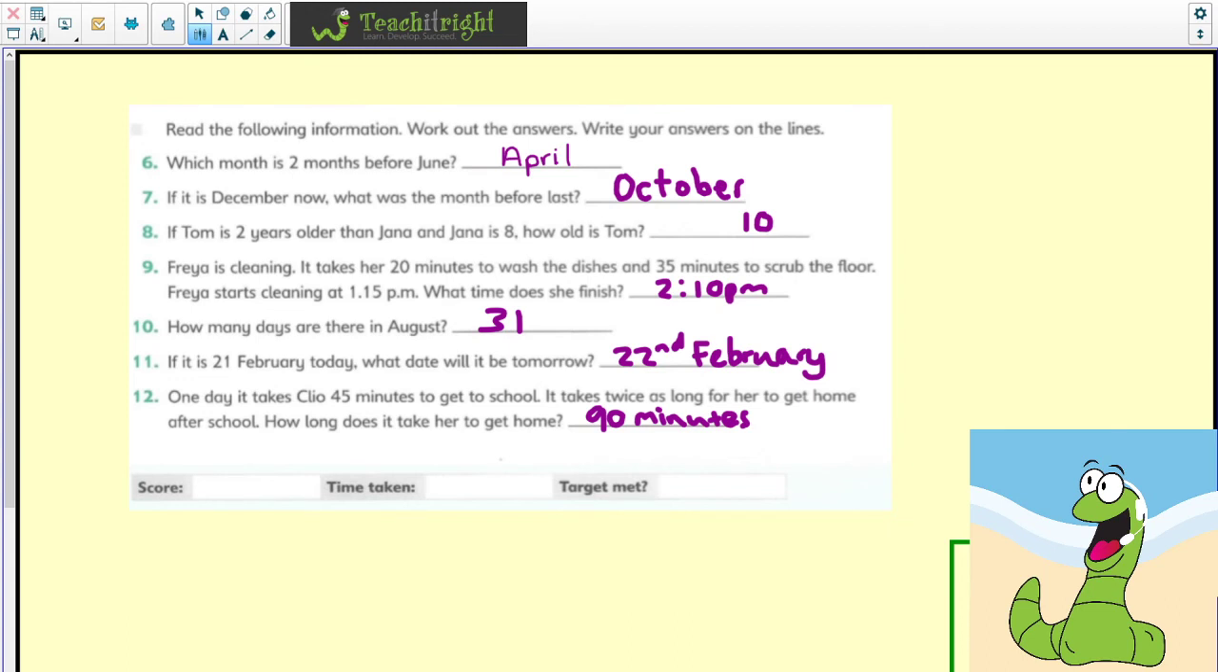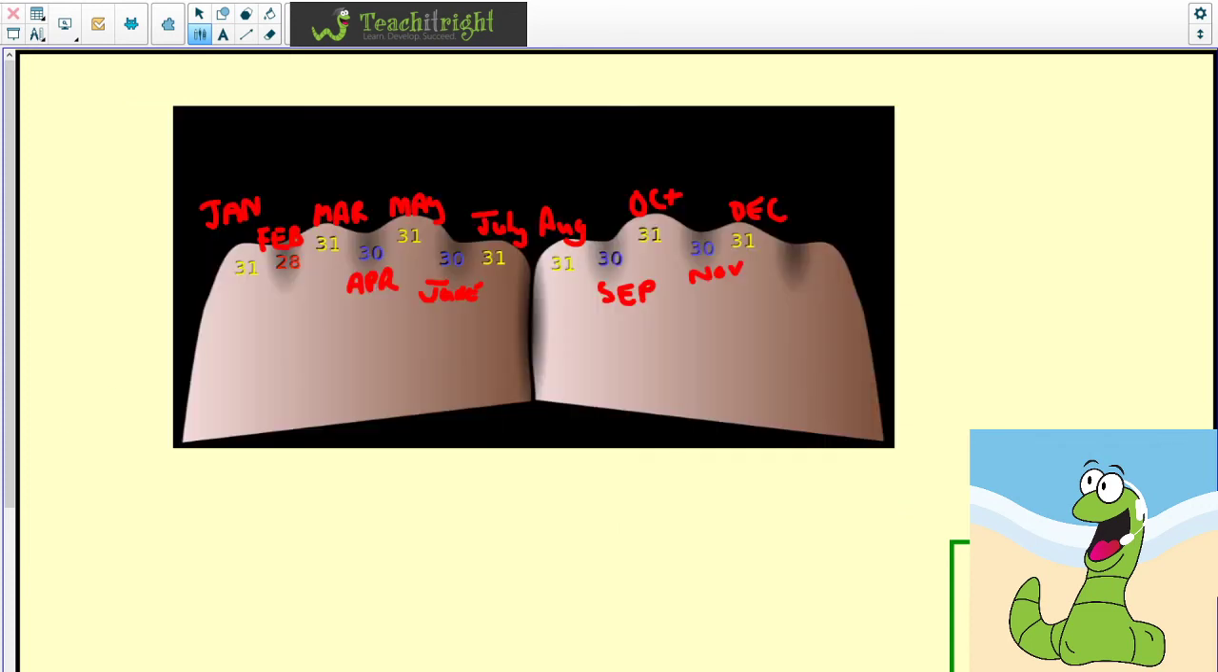Now, we've got a bit of trivia here, and I hope you had a bit of fun with these. There are lots of questions here which you needed to read through, and then work out your answers. One of the things I wanted to do before I went through the answers with you was show you how you could use your knuckles to work out the days in each of the months. So we've got January 31, February 28, March 31, 30 for April, May 31, June 30.